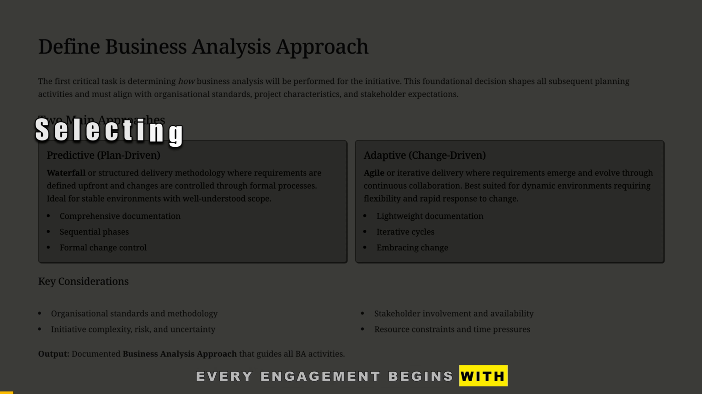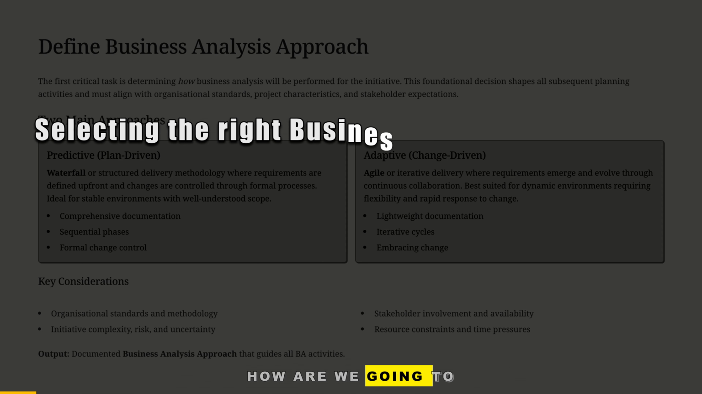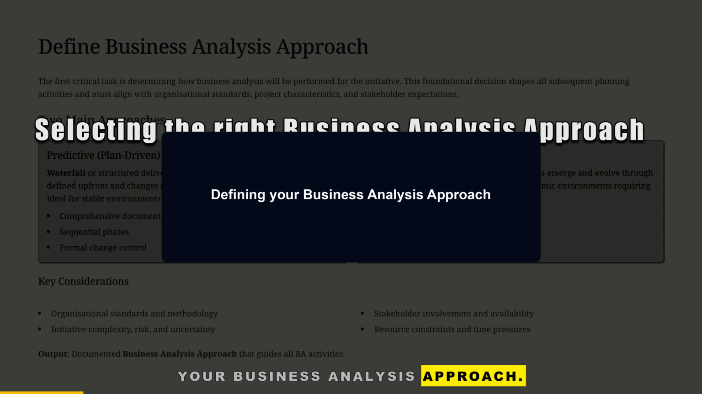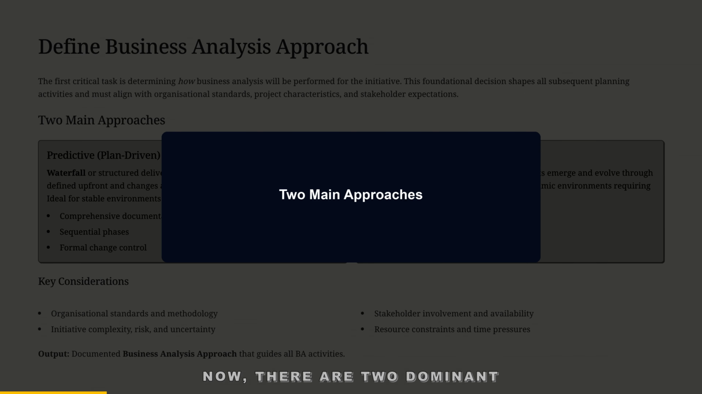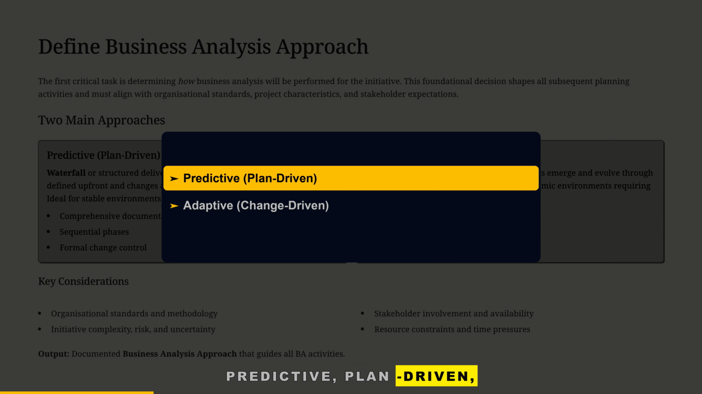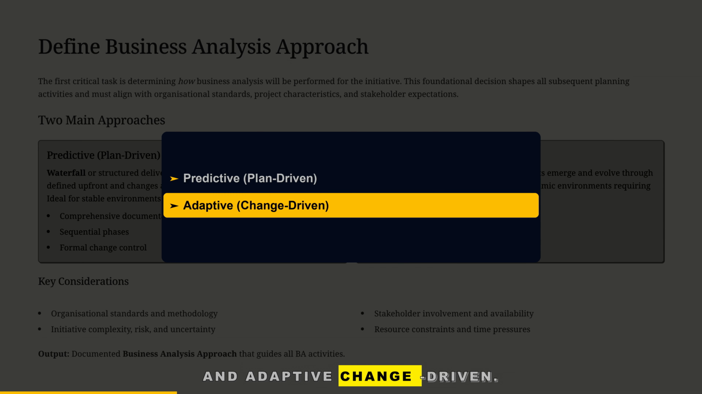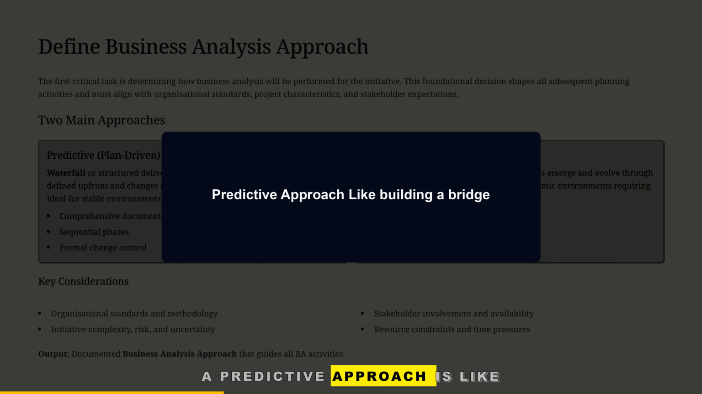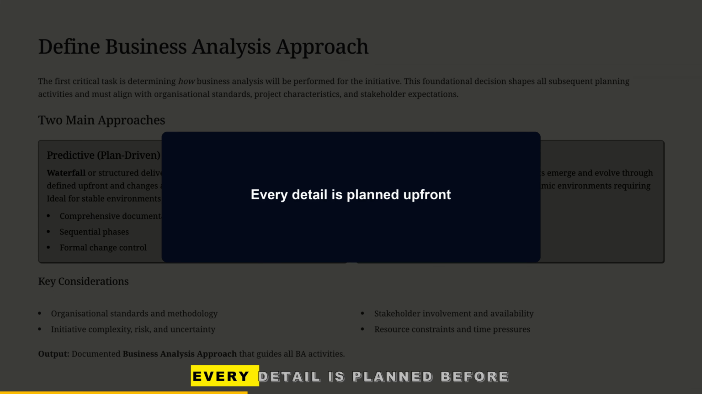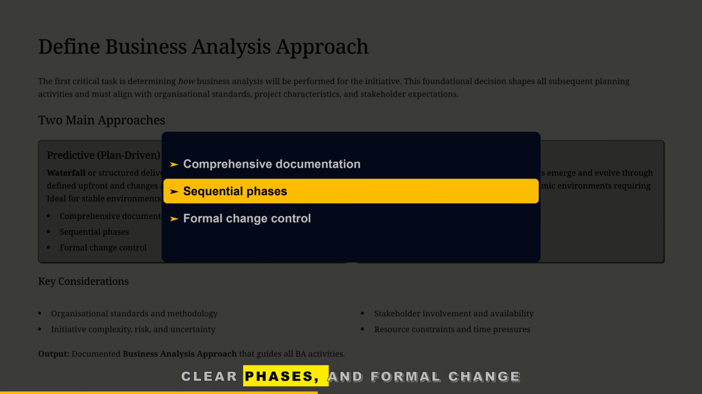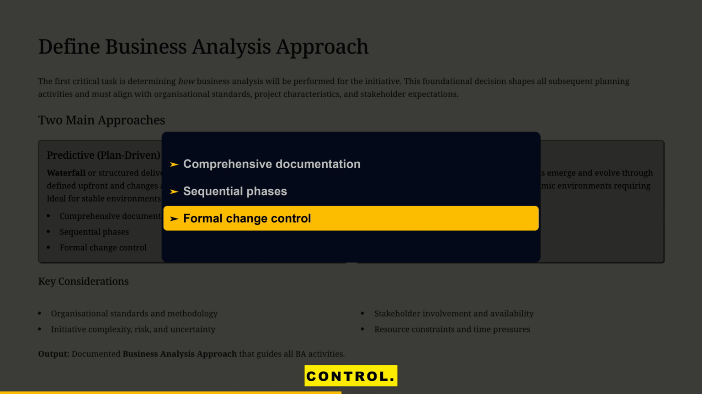Every engagement begins with a simple question: how are we going to do this? That's the purpose of defining your business analysis approach. Now, there are 2 dominant approaches you need to understand: predictive, plan-driven, and adaptive, change-driven. Let's bring these to life. A predictive approach is like building a bridge. Every detail is planned before you pour the first drop of concrete. You rely on documentation, clear phases, and formal change control.